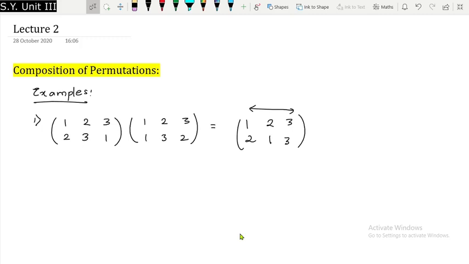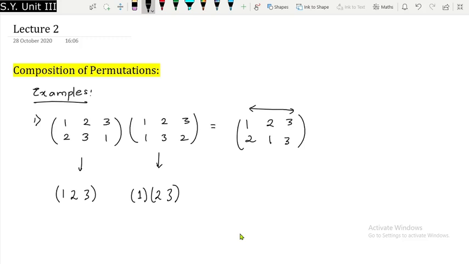Easy, isn't it? So this can be done in cyclic form also. How can you write this in cyclic form? This permutation can be written in cyclic form as you always start with 1. So 1 goes to 2, 2 goes to 3, 3 goes to 1, cycle complete. What about this? I will write 1 first. 1 goes to 1, so cycle is closed over here. Now I will start with 2. 2 goes to 3 and 3 goes to 2, cycle is closed.